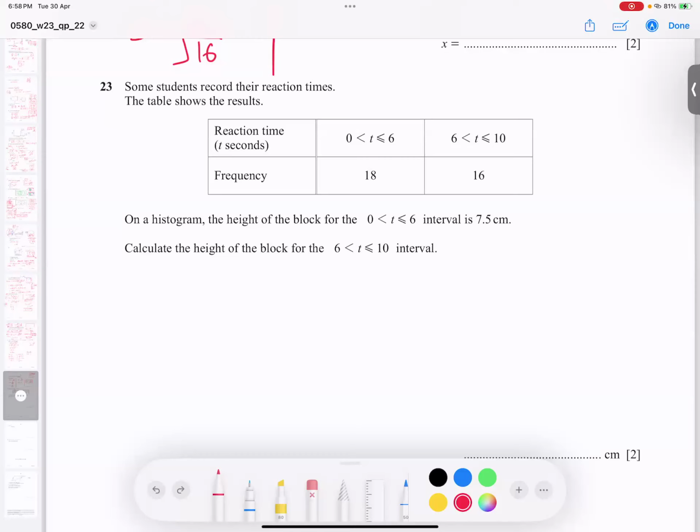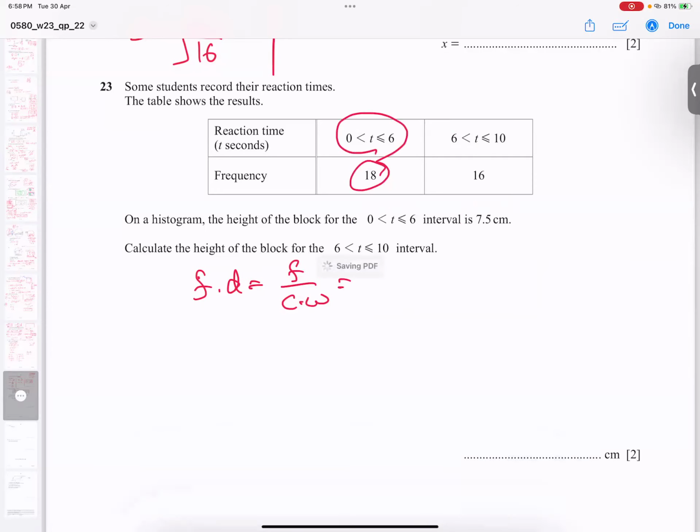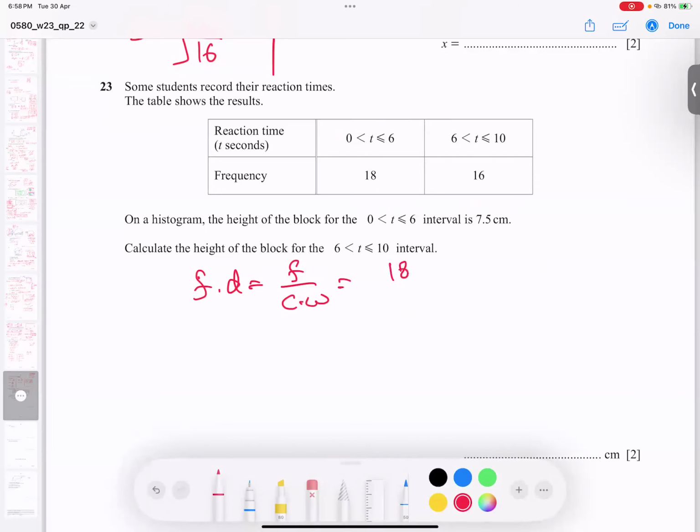So we know we have a formula. What is the formula for the histogram? Frequency density formula: frequency by class width. Which column he found for us, I will find the same. So frequency for this column is 18. I'm copying 18. And class width means the difference of those numbers, I mean 6 minus 0. I got 18 by 6 and I got 3. But our answer is 3, his answer is 7.5.